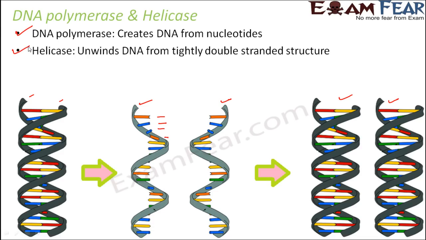Helicase is the enzyme which unwinds DNA from a tightly double-stranded structure. Here you see this is the double-stranded structure, and from this it becomes two separate strands. How does this separation happen? The DNA polymerase doesn't play any role during separation. Before DNA polymerase can do its job, the two strands need to be separated, and that separation is done by this enzyme called helicase.